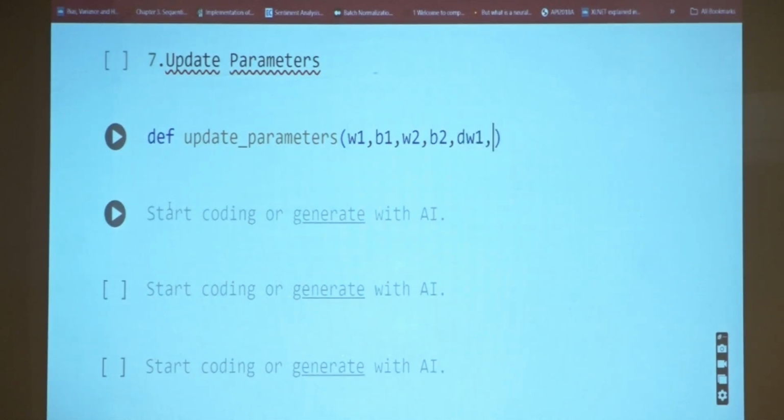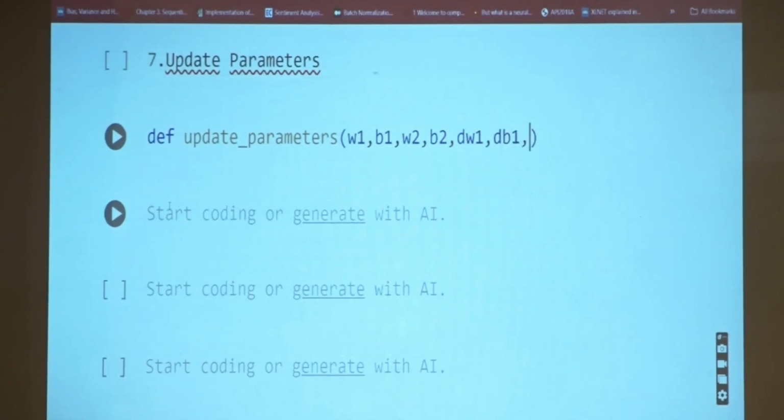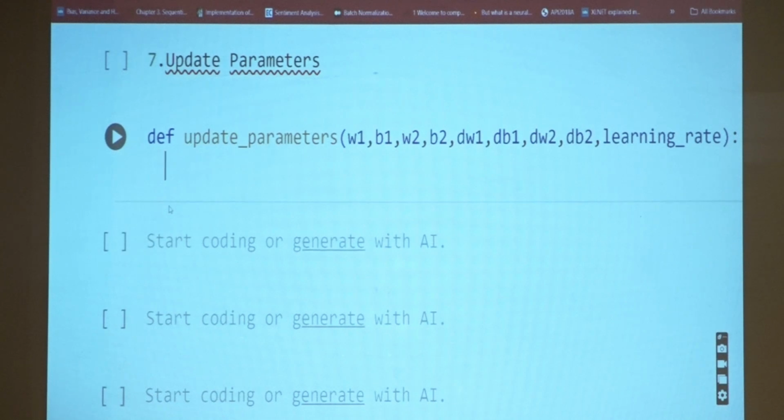I am defining another function for updating the parameters. So I say define update parameters. What are the parameters that I want to update? First I want to update W1, B1, W2, B2, and from backward propagation I also want the derivatives, so dW1, dB1, dW2, dB2, and then the learning rate. Learning rate is a parameter for faster convergence. In backward propagation, when the gradients are getting changed, we add a parameter called learning rate, which we discussed in the last session.